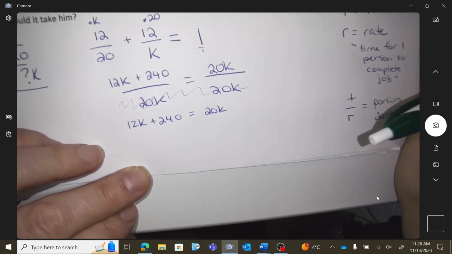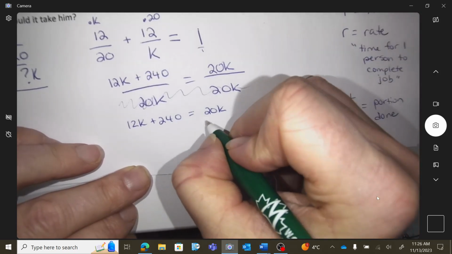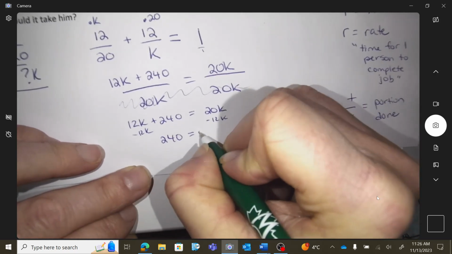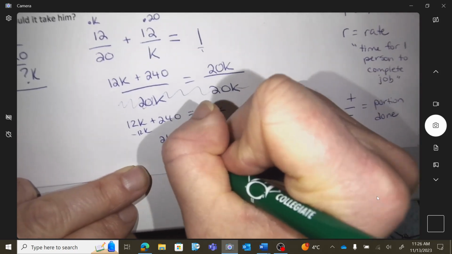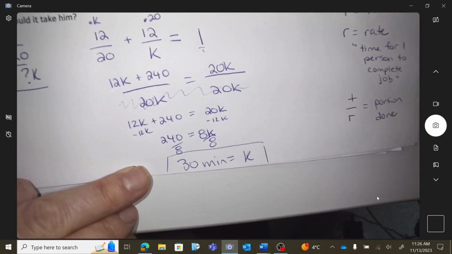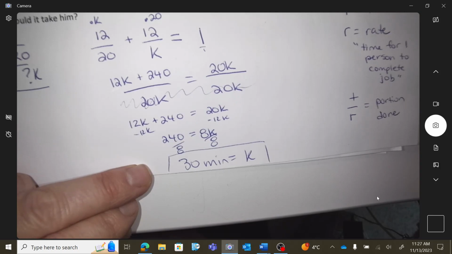So now, can you isolate stuff? What do you want to move around? Algebra stuff. Move, divide. So this one came out to Carl. If Carl was working alone, Jeremy wasn't helping him, it would take him 30 minutes to do the job alone.